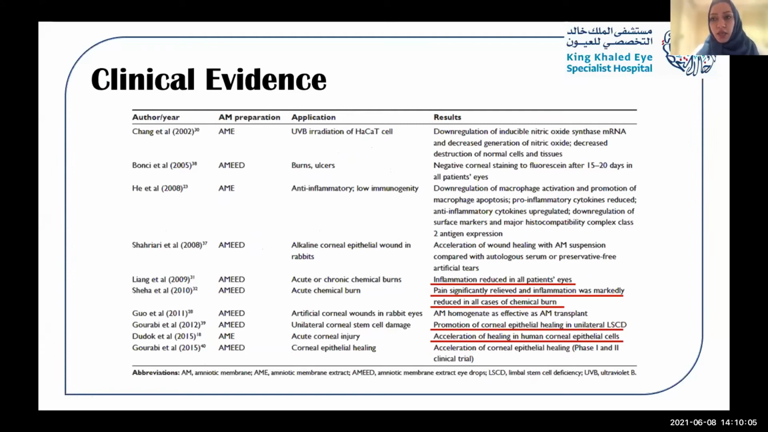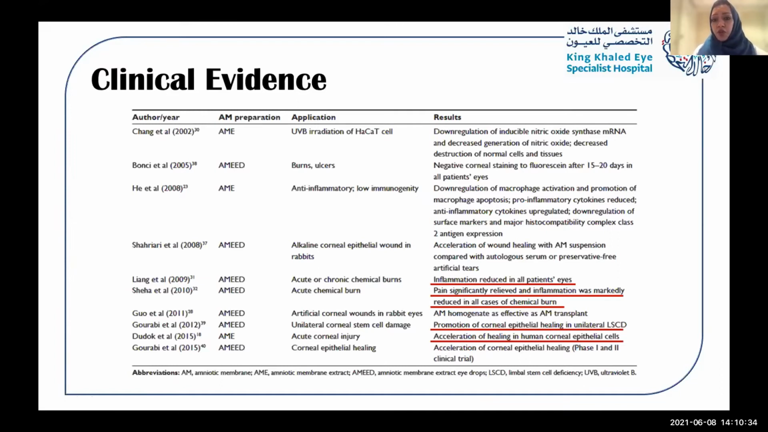Of course, the concentration of these factors varies according to the preparation methods. There are just so many preparation methods. The one I mentioned is just one of many, and each preparation method yields a different concentration of growth factors and cytokines and all of these mediators. So it is important to understand the limits of your preparation methods before applying it clinically.